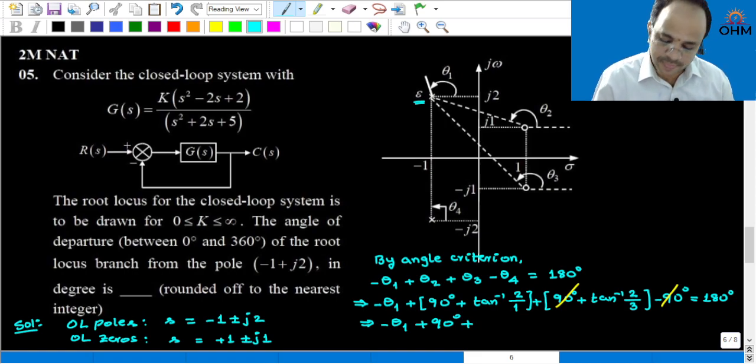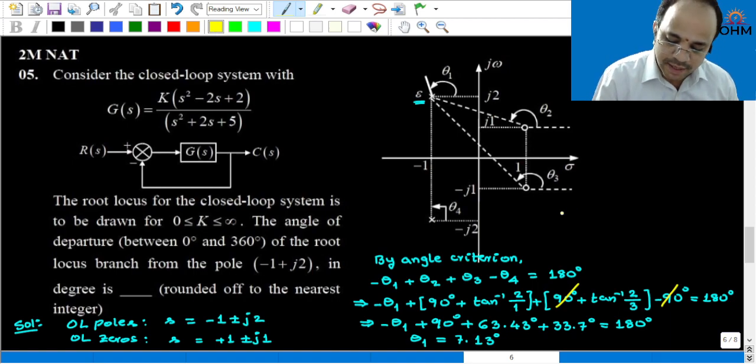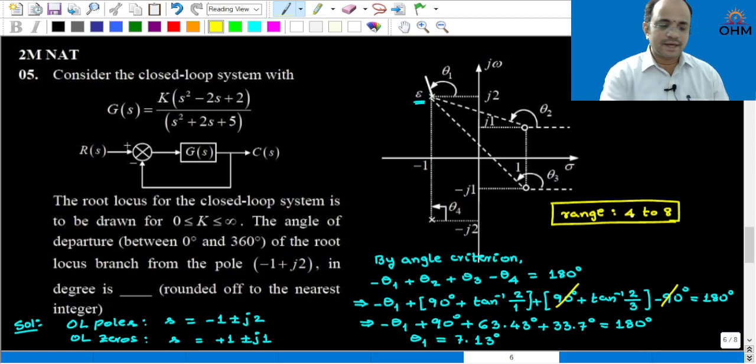this value, tan inverse 2, is 63.43 degrees, plus 33.7 degrees is equal to 180. Therefore, from this you can calculate theta 1 is equal to 7.13 degrees. But the correct answer range as per the official key, any number you enter between 4 to 8 can be considered as the correct answer. This is the root locus question.